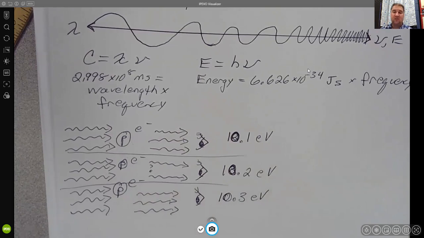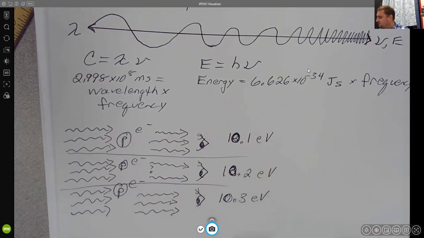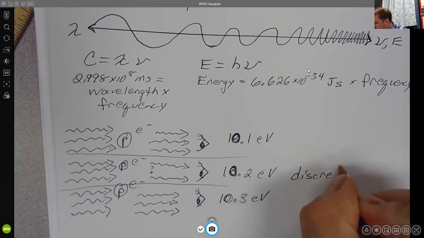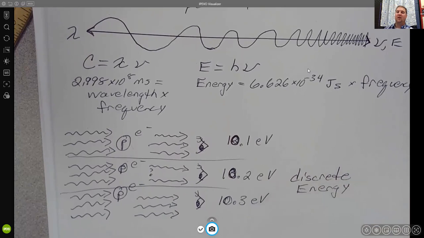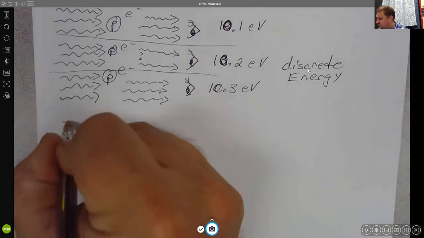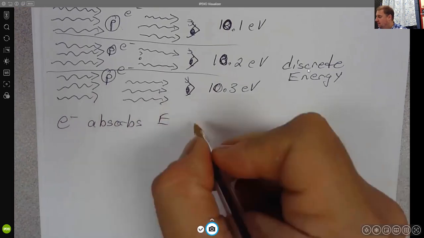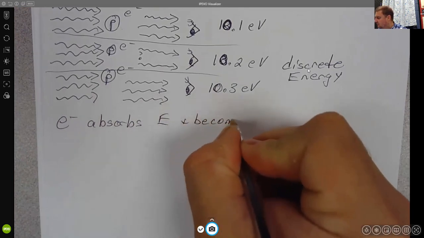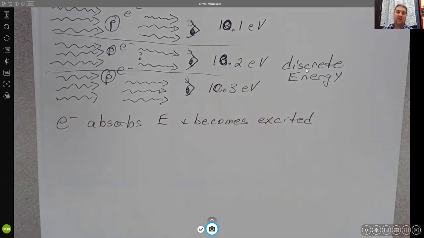So notice that to be absorbed, the light has to be at a specific or discrete energy. And that energy actually has to match the energy involved with the electronic transitions within the atom. And so when the electron absorbs that energy, the electron becomes excited. So the electron absorbs energy and becomes excited. And then there's a few other things that can happen.